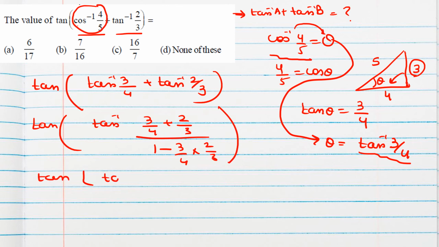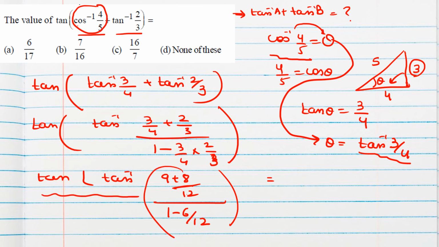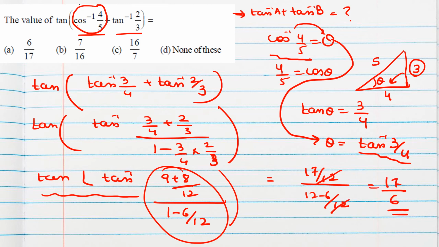So we can cross multiply, in the numerator 9 plus 8 by 12, and here also I am not cancelling it because anyway the same denominator will get cancelled. So in the denominator we multiply, 1 minus 6 by 12. Then using this property, only these numbers will remain here, 17 by 12, and if you cross multiply it will be 12 minus 6 by 12. So 12 I can cancel now. 17 by 6 is the final answer.